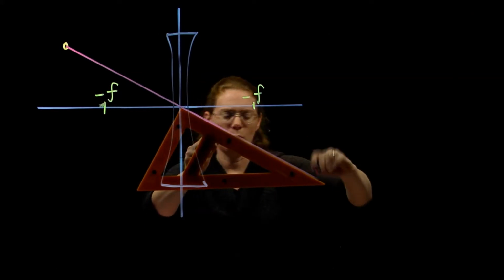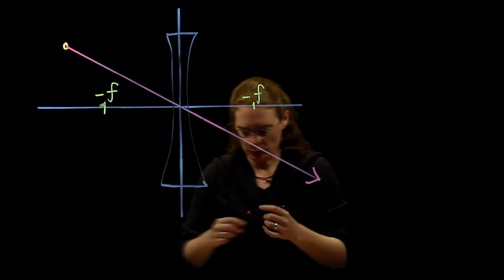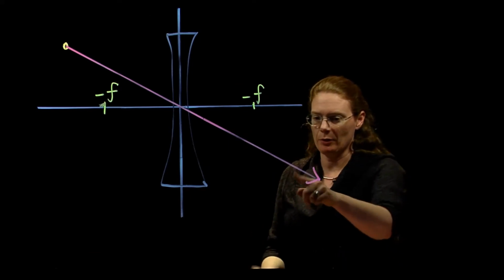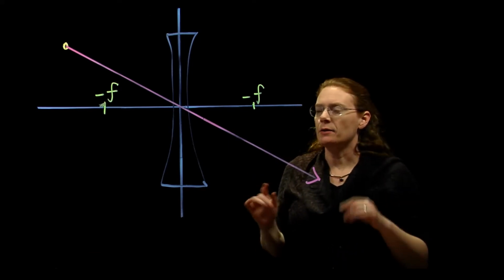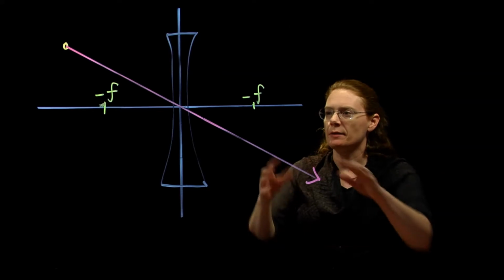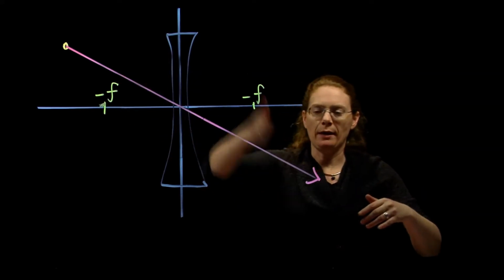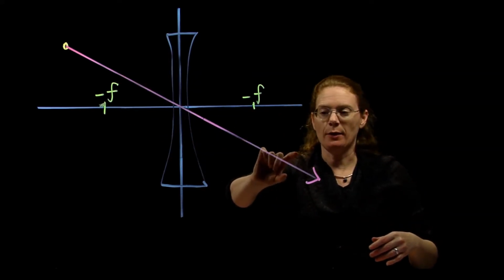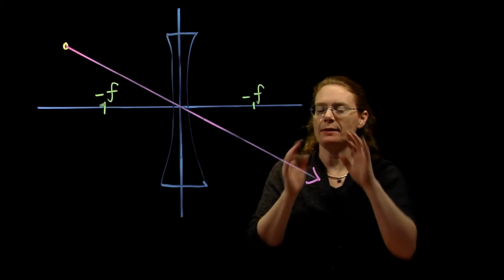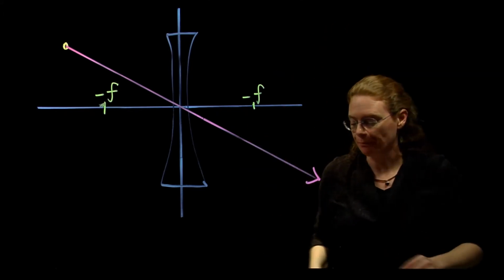Okay, so we have the light ray that goes through the center of the lens, and that's going to come out here. The reason that I like starting with that one for diverging is because then I know if I do a ray and it crosses this one, it's the wrong ray, because these have to spread out. They can't converge.